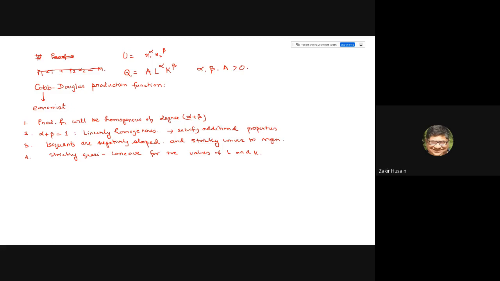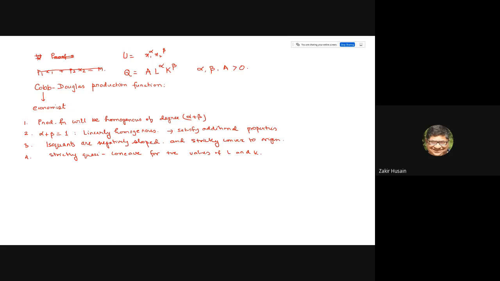Now, at that table, by accident, Paul Douglas was also sitting. Paul Douglas was not an economist, he was an engineer. And he didn't know Cobb. But he looked at this person, there was an excellent lunch, but he was not enjoying it. So he asked, look, something seems to be bothering you. What is it? He said, look, I've been working on this problem for the last few days. I want a production function which will satisfy these four properties. So Douglas said, what properties?